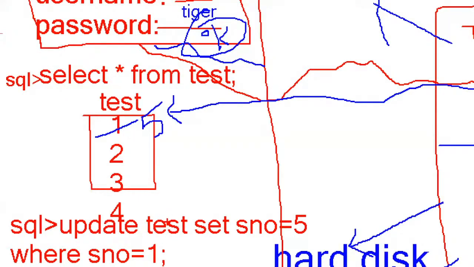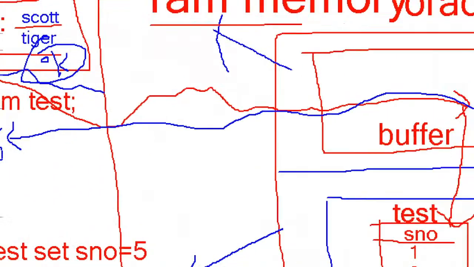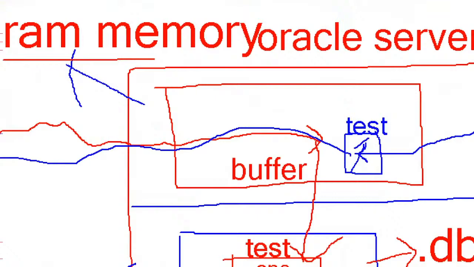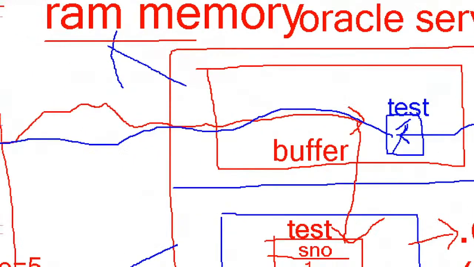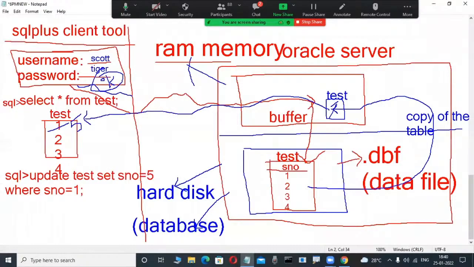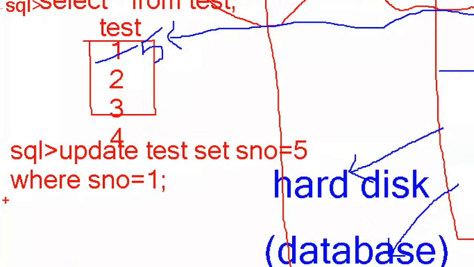Whenever I'm typing this command, where will it be executed? In the buffer. Here in this buffer only it will be executed, not in the hard disk. Now observe, whenever I'm using an update command, what is the new value? 5. Very good. Here the new value is 5. What is the old value? 1. Now, the old value is 1.